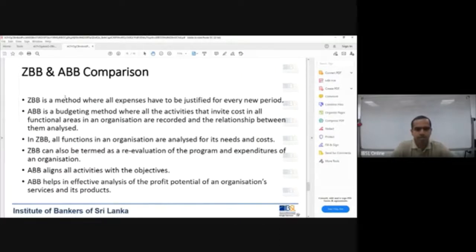Comparison of zero-based and activity-based. Zero-based is a method where all expenses have to be justified. Activity-based is a budget where all activities that incur cost in all functional areas in an organization are recorded and the relationship between them analyzed.